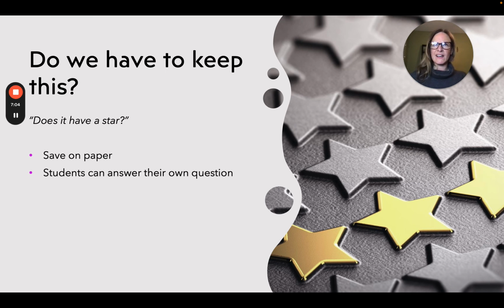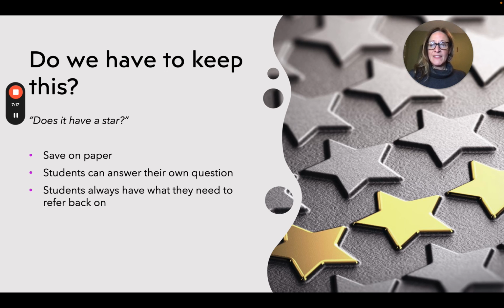If a student is thinking, wow, do I have to keep this? They can look, does it have a star? Yes, I got to keep it. And they can take me out of the equation and do some work on their own, solving their own questions. And then I love that students always have what they need to refer back on. I can't tell you how often in the upper levels, my students would refer back to handouts that they received in level 1 or level 2 and use some of those same handouts.